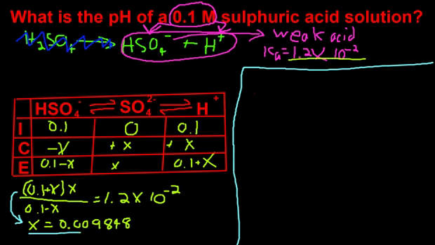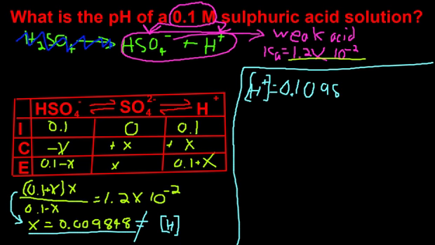Okay, so here is our x value. How do we find the pH? Well, this isn't directly the proton concentration, not just yet. So we have the proton concentration, which is the concentration of H plus, equals 0.1 plus this, which gives us 0.109848. And that's basically just because of this right here.